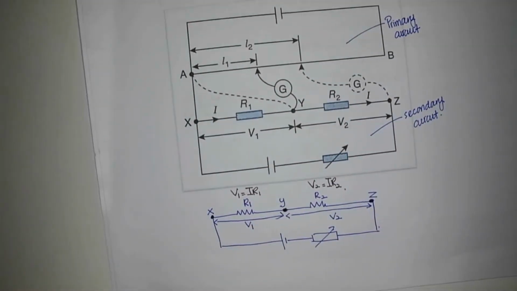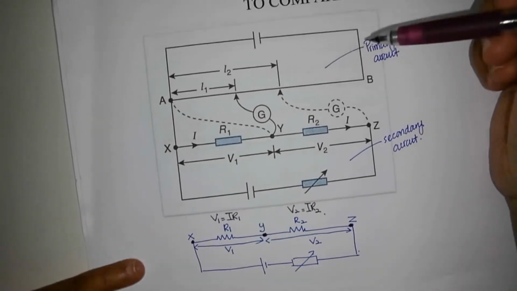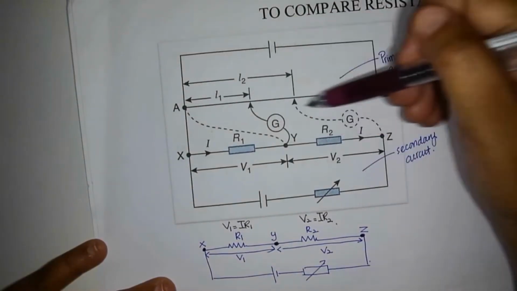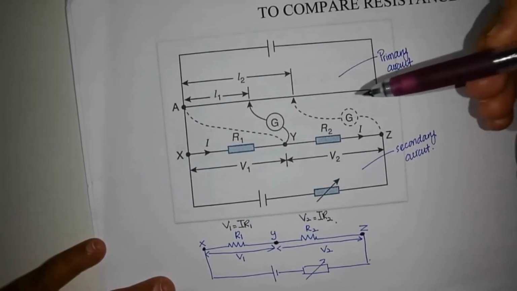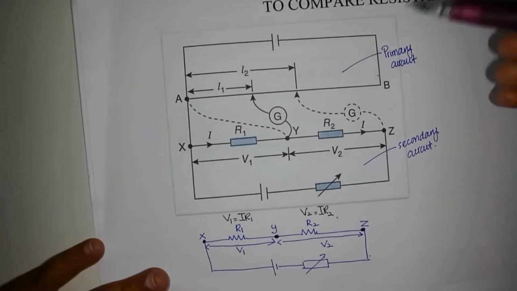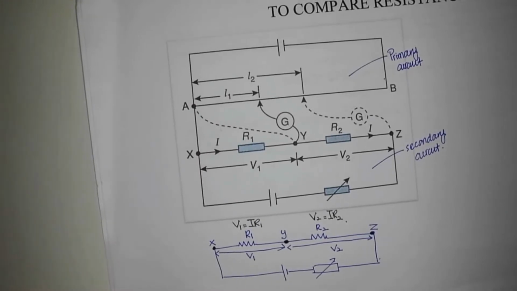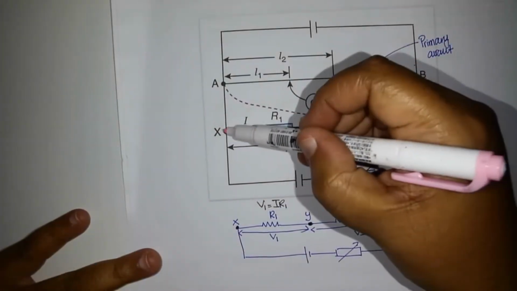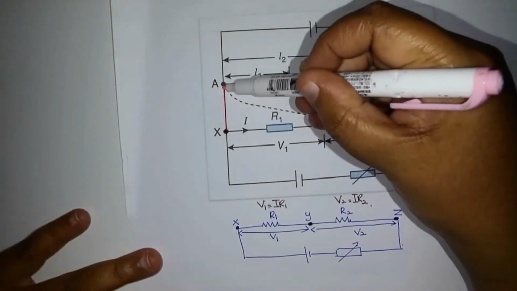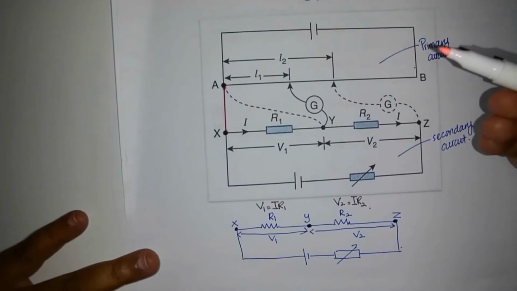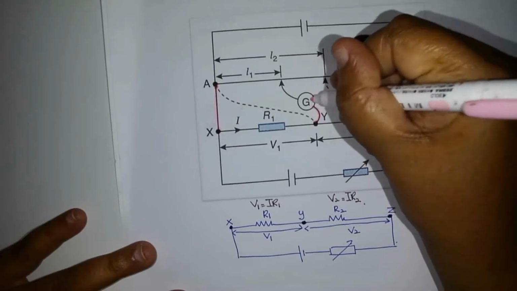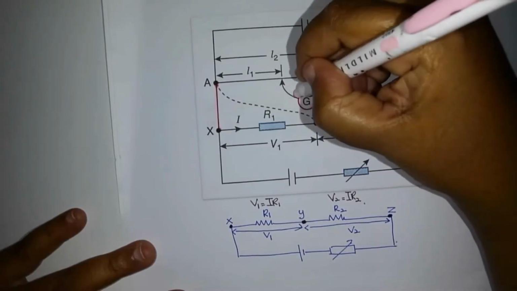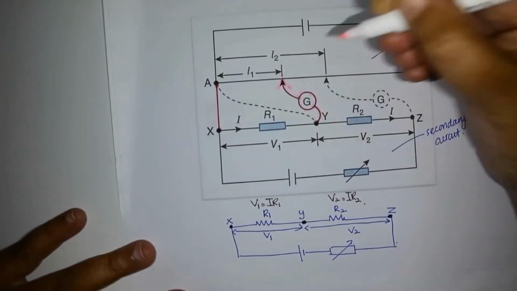Okay, now we take the secondary circuit and connect it to the primary circuit, the potentiometer, because we want to compare the resistance. So what do we do? The first thing is we connect this particular terminal Y to A. And then we connect this particular point Y with the galvanometer to this point here, to the slider.